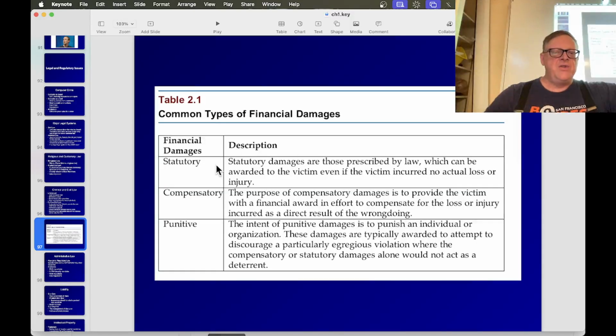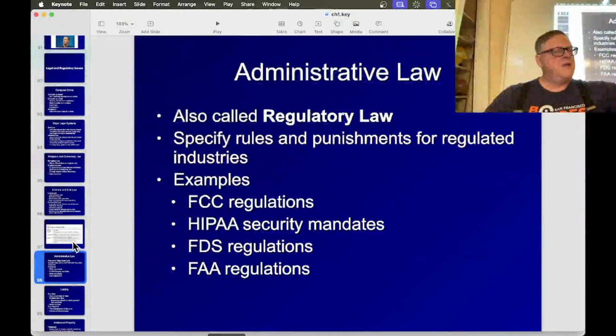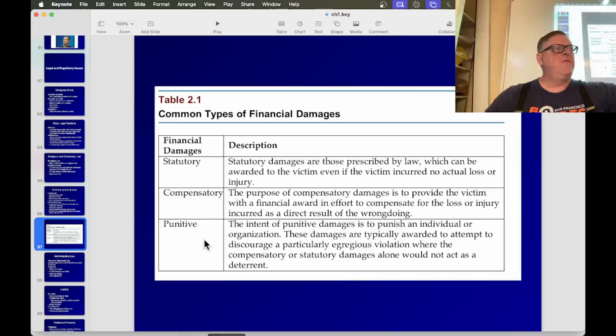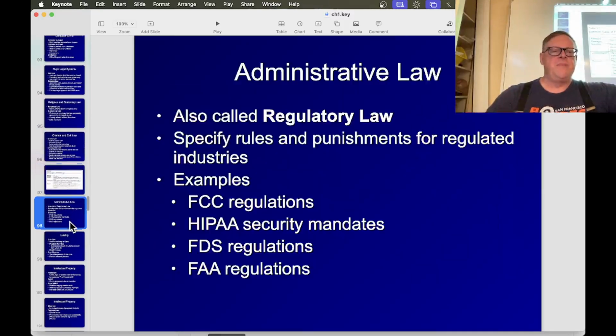All right, and so statutory damages are those prescribed by law which come just from the fact that you broke the law. Compensatory damages refund money that you shouldn't have taken, and punitive damages are extra amounts of money just to make you not do it again and to scare other companies into not doing this bad thing. This happened to Trump in New York City. He got hit with $500 million of punitive damages, and they just turned it off, having to do with him lying about how much his property was worth in real estate in New York City.